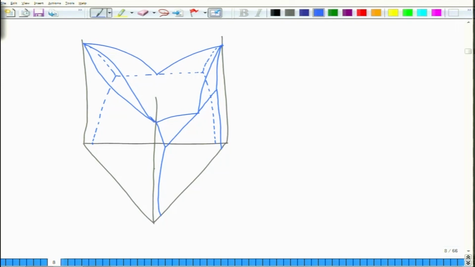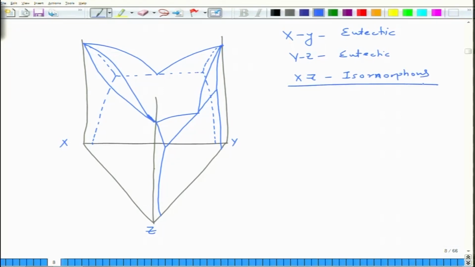So, if I take components x, y and z, then between x, y I have a eutectic reaction, and between y, z I have a eutectic, and between x, z I have an isomorphous system. So, we have various surfaces here.